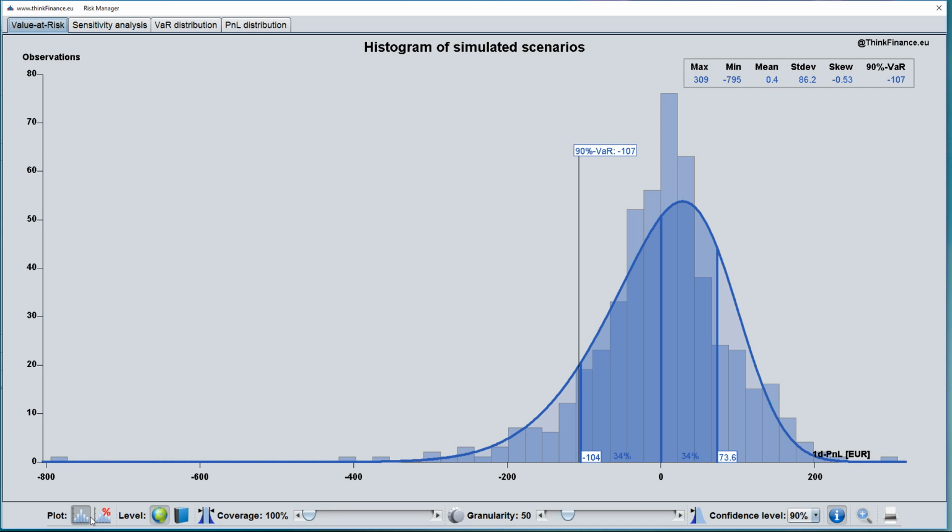I can also customize the plot with additional functions down here. Basically, I can plot the distribution in terms of absolute changes of value of these products, which is this one, or in terms of percentage value changes, which is this function here. And instead of plotting the joint value at risk distribution of both products, I can plot both products individually by clicking on the book-to-book view here.